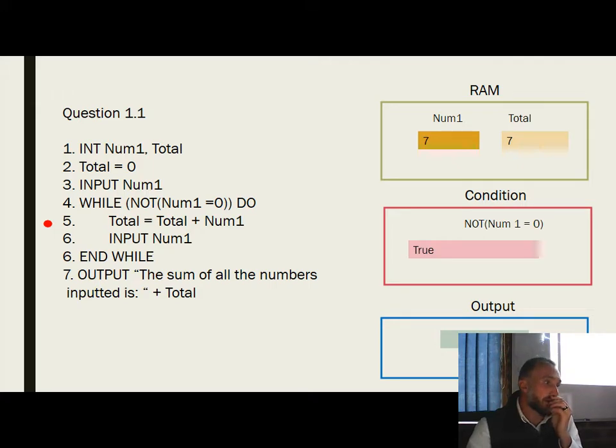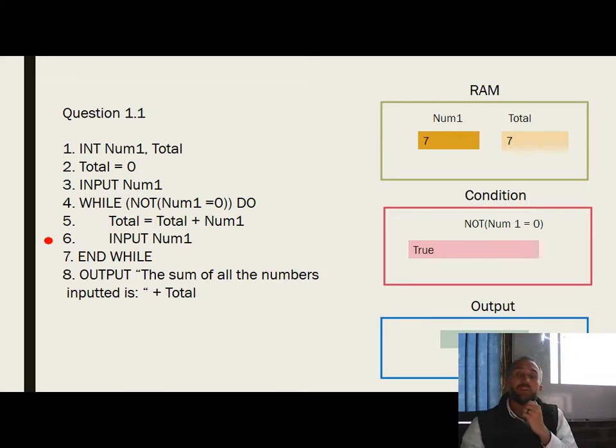So now the next line asks the user to input a number. So user, give me a number. 6. Okay, so now 6 is inputted. So num1 becomes 6. We get to the end while, which will pop us back up to the top of the loop. So literally when you get to an end while, it will just check the condition again, and only when that condition is false does it exit.